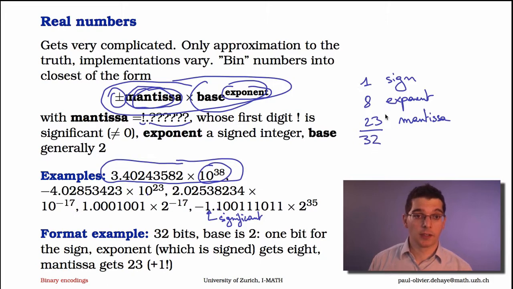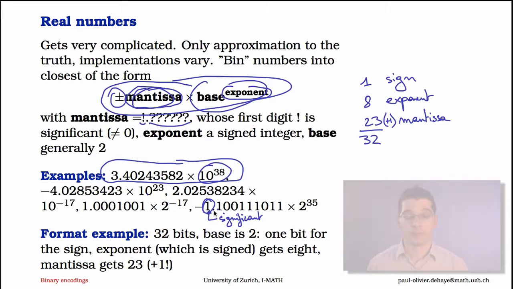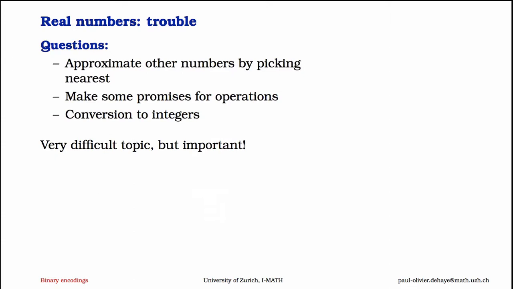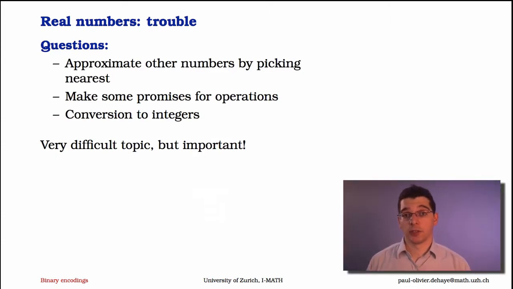But note that the mantissa gets 1 for free because this guy will always be 1, as I was just explaining. So that's for the real numbers. But there is a lot of trouble associated with the real numbers. All we have decided so far is that we're representing any number within a certain bin by a certain convention, a certain pattern of bits.